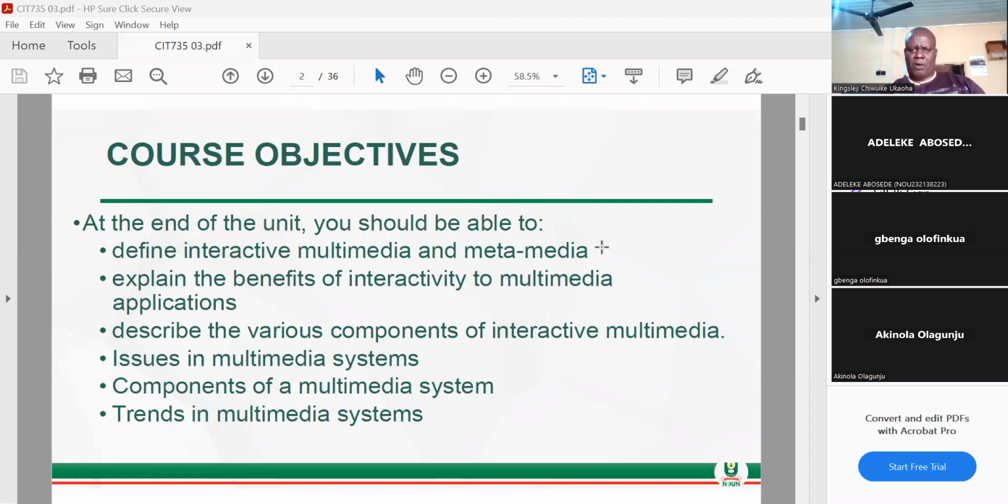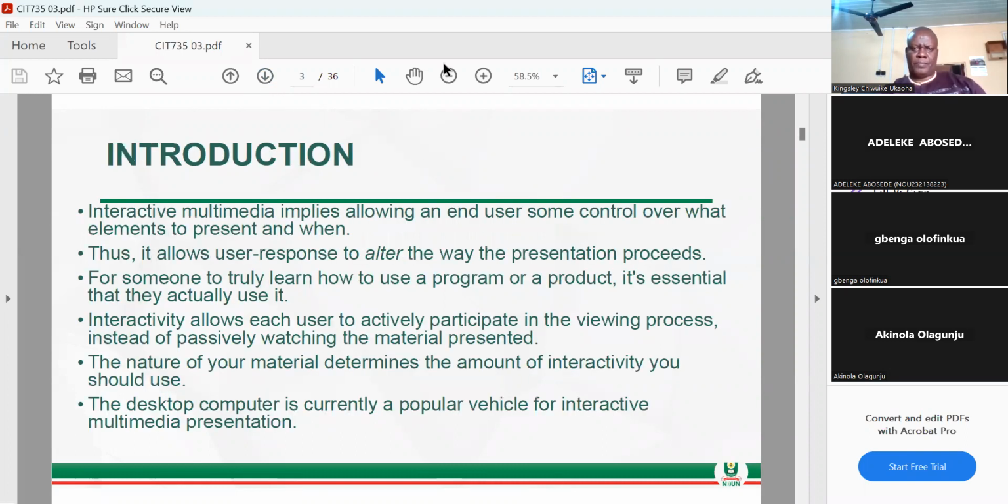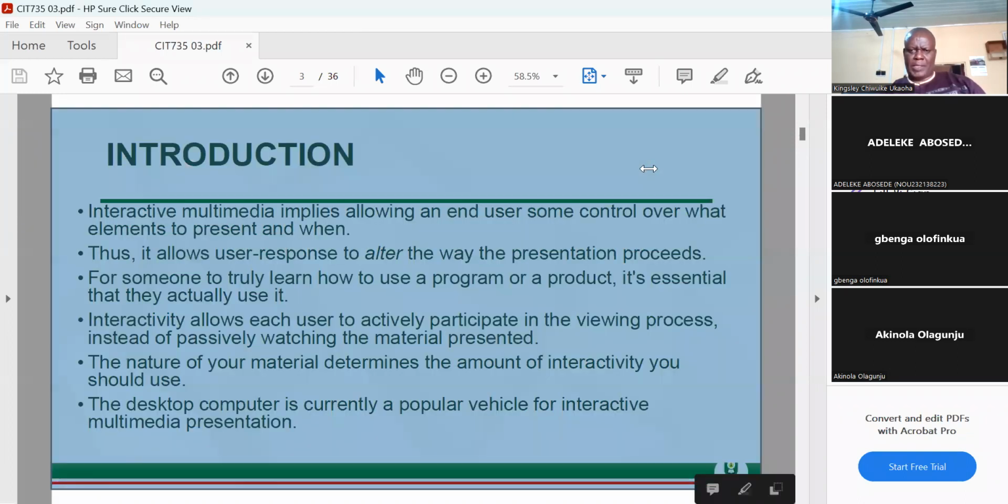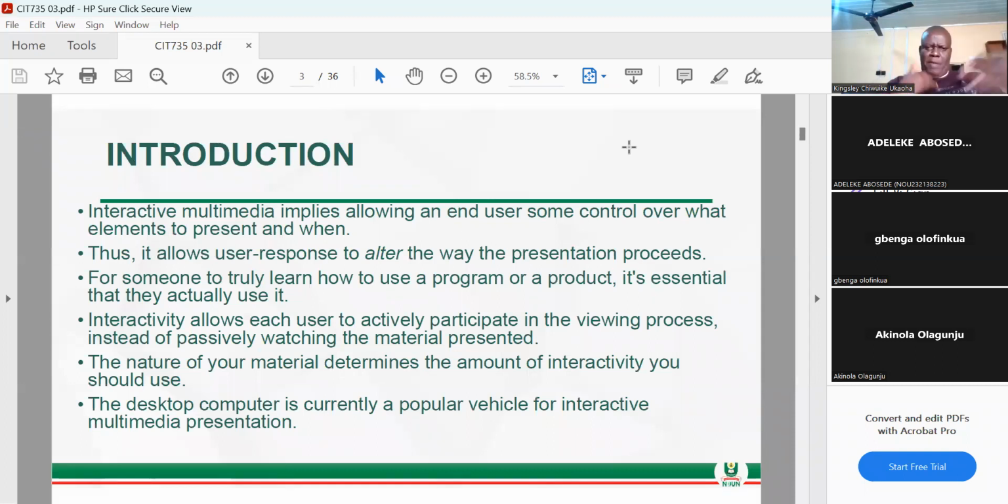So that is the course objectives. Then, introduction, interactive multimedia. When you talk about interactive, or let's just start like this. When you say something is interactive, it means you'll be able to engage with it.